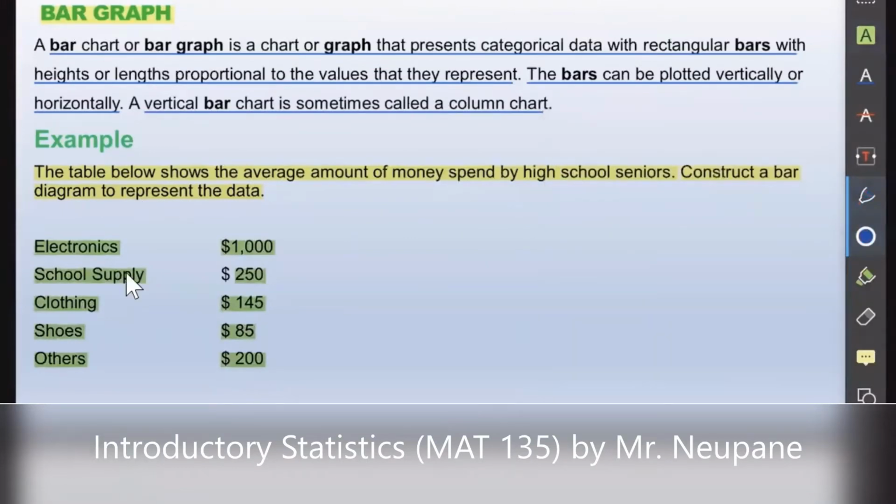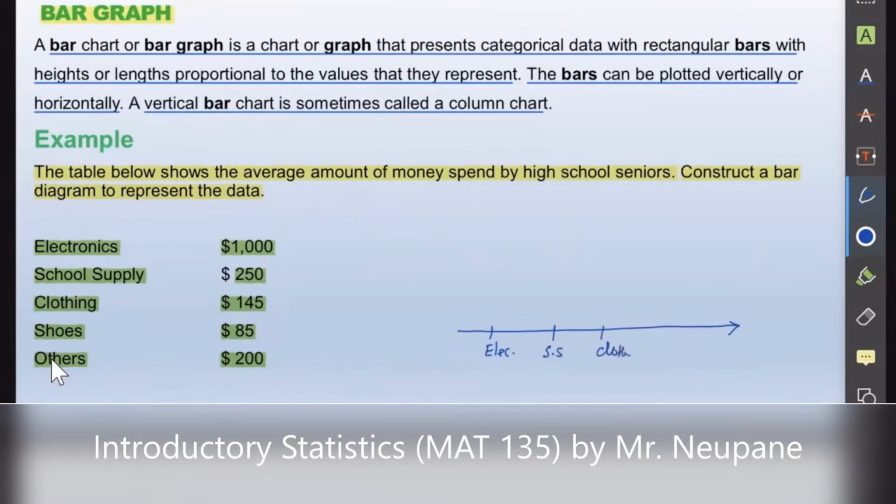So along the x-axis, we will have these items. What are the different items on which we have this spending? So the items, or the categorical data, will go along the x-axis. The first one is electronics. I'm just going to write in short: electronics, school supply, and then clothing.